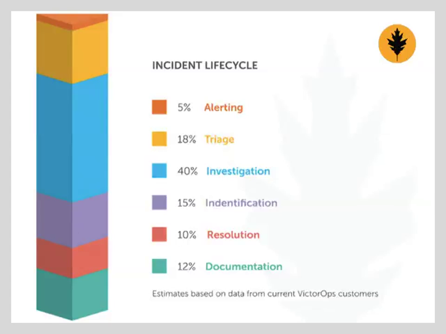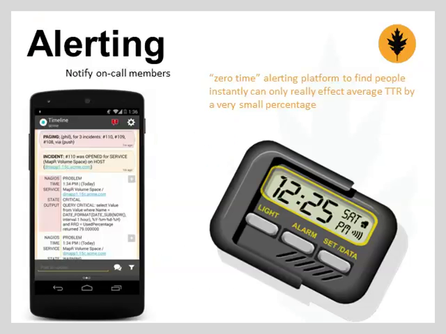followed by 18% on triaging. 40%, or the majority, is actually the investigation phase. And then identification, resolution, and documentation are all kind of there really closely. So let's move on and let's talk about alerting.